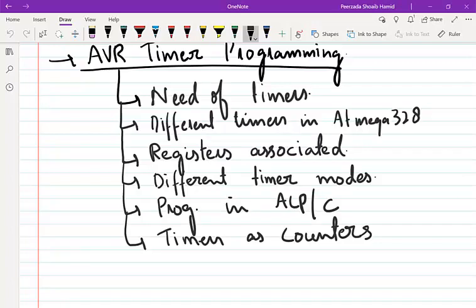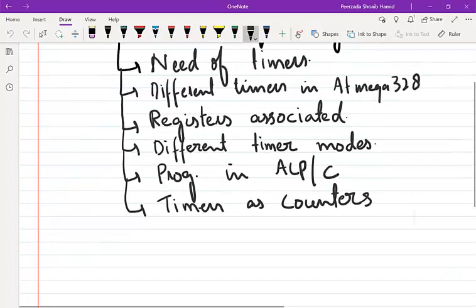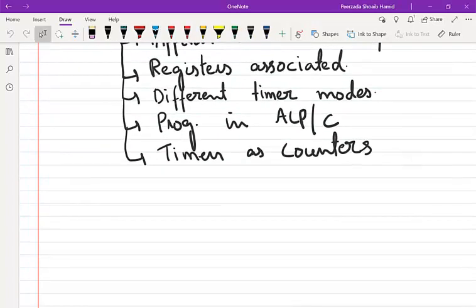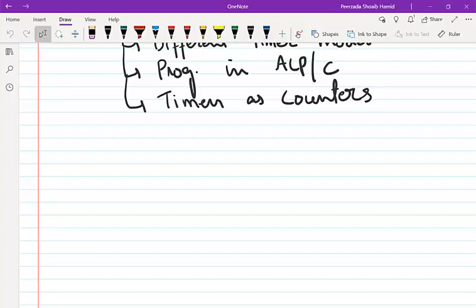We'll be discussing the need of timers, then the different timers present in our ATmega 328 microcontroller, the registers and different timer modes, and how to program these timers and how to use them as counters. Let's start with the need of timers.